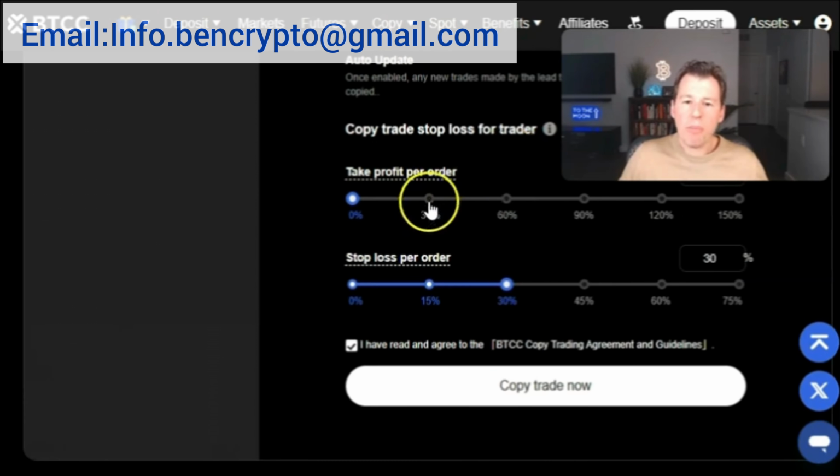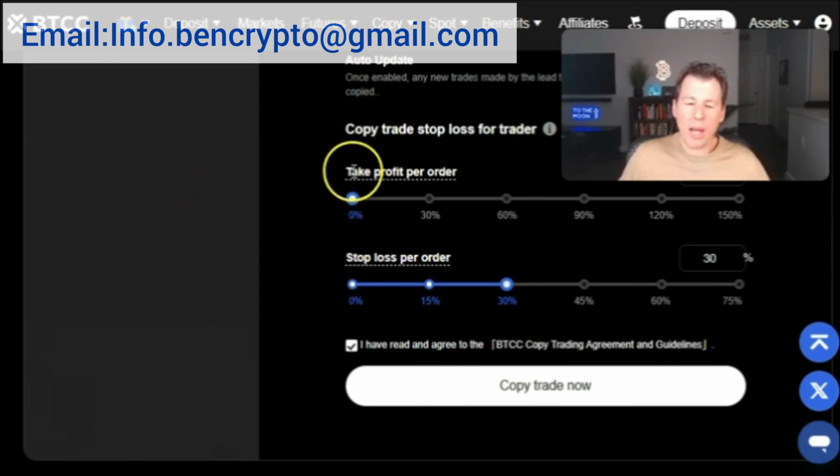Take profit per order. This is a fixed percentage you choose for all your trades for this specific lead trader. If it's 30%, it means that if each trade I'm making copy trading CP Pro exceeds 30% profit, I want you to close me out of just that specific trade right there. Ignore the other trades. I'm not really a take profit kind of guy. I'm going to keep it not toggled on.